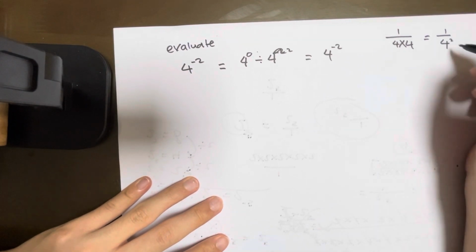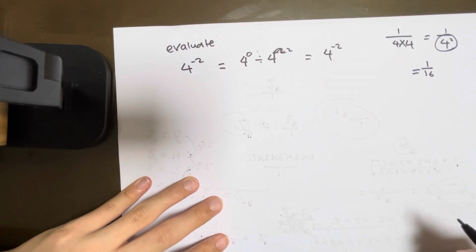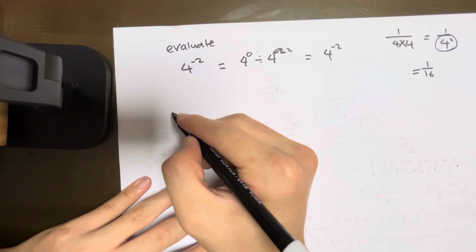That's basically it. Now, you can simplify this, right? 4 squared is 16, so that can become 1 over 16, sorry. Okay, let's take a look at another one.